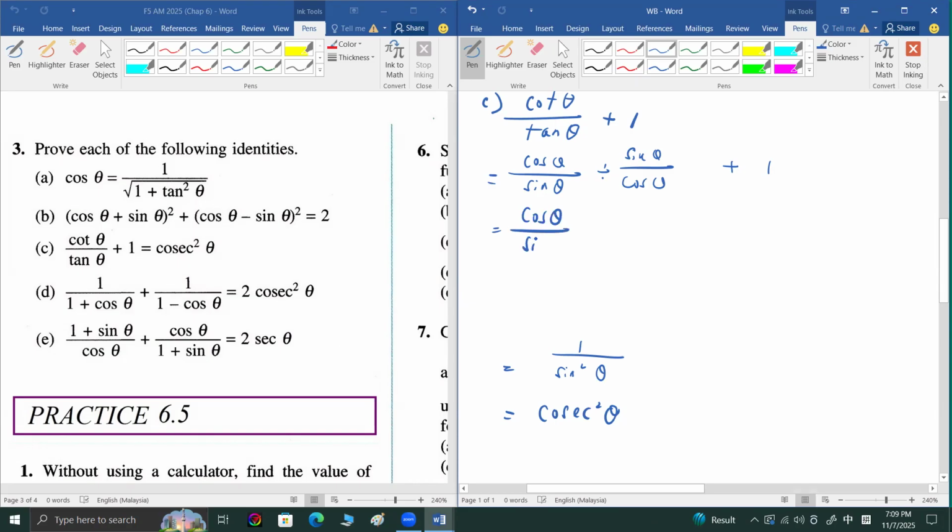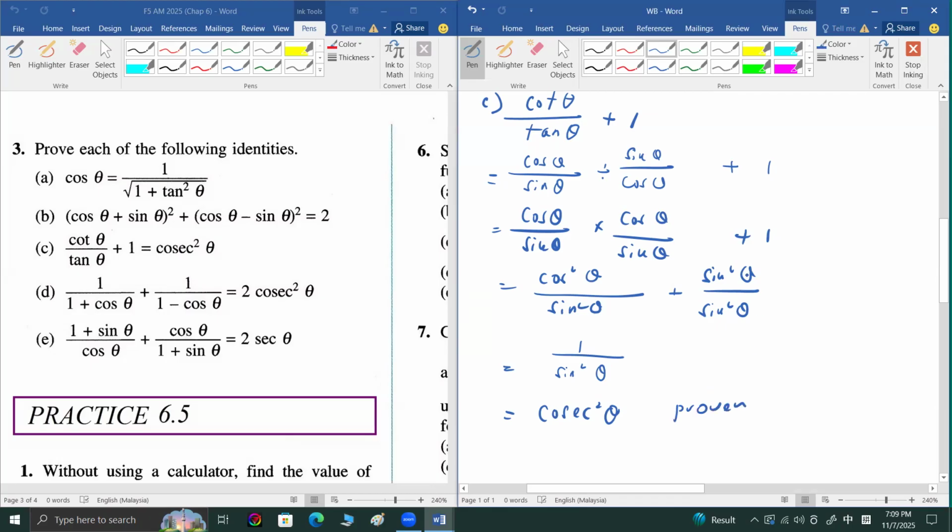Cos per sine times, okay, this one I make it cos per sine reciprocal. Last one. Okay, so I can see cos square, cos times cos, cos square, sine times sine, sine square. I think the answer nearly came out. And now I can decide the one already with the same denominator. Okay, sine square, I got sine square here. Cos plus sine square there, I got 1. Okay, done, proven.